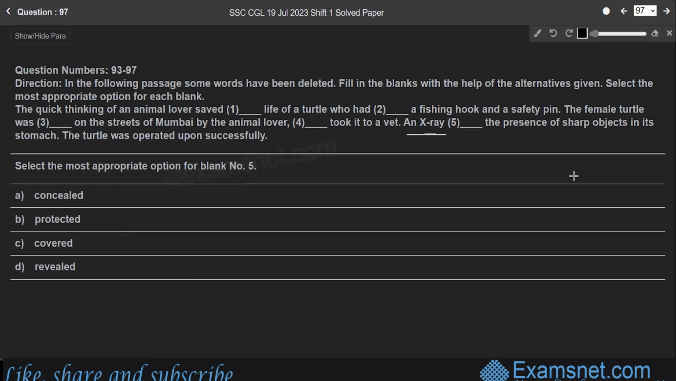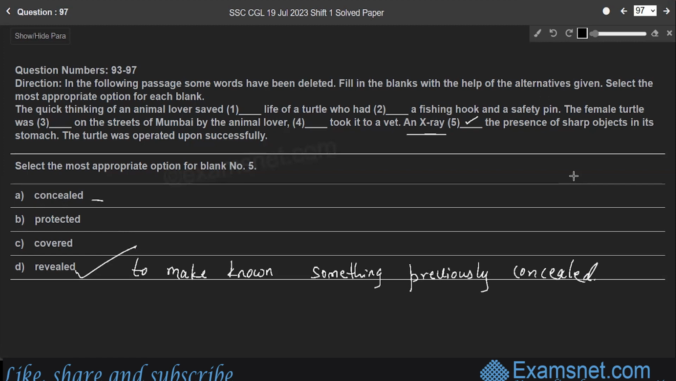An X-ray dash the presence of sharp objects in its stomach. So an X-ray revealed is the correct answer here. Revealed means to make known something previously concealed or secret, right? So an X-ray revealed the presence of sharp objects in its stomach, right?